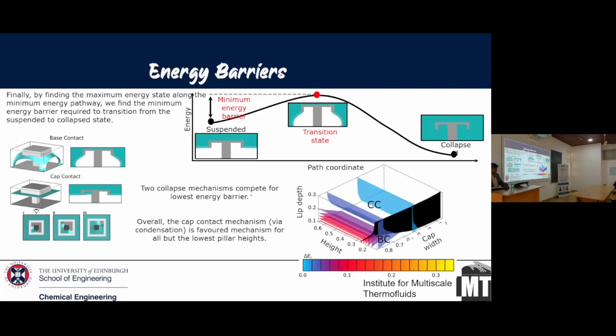So this is again some sort of a path coordinate for failure mechanisms. As I mentioned, you can have a base contact, or you can have a cap contact. If you're in a suspended state, you're not in the minimum energy zone, but you are in the Cassie-Baxter zone, which is almost stable, not really stable. It can go into Wenzel very quickly. So this is at a higher energy level than the complete collapse state, that is Wenzel. And as it moves from suspended to collapse state, it passes through this energy barrier.